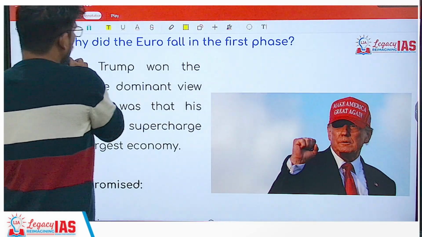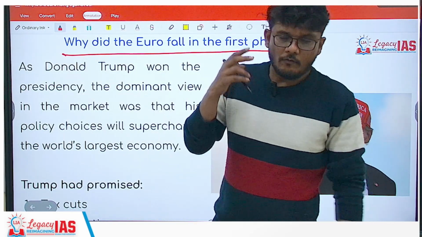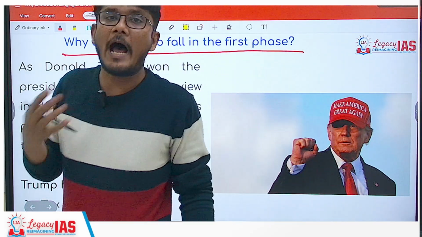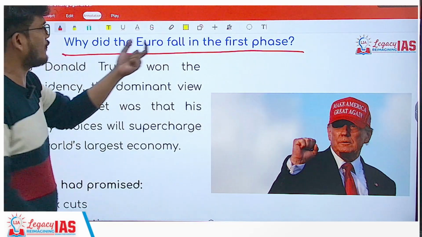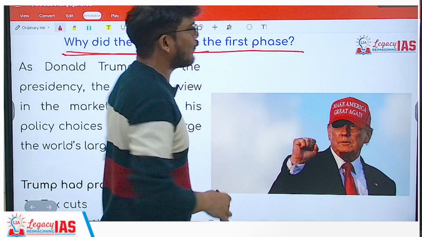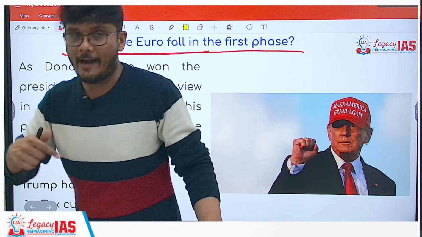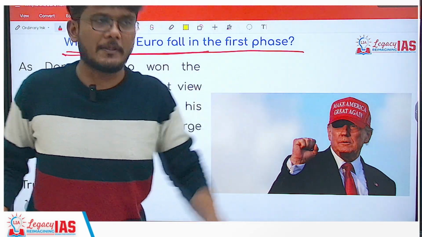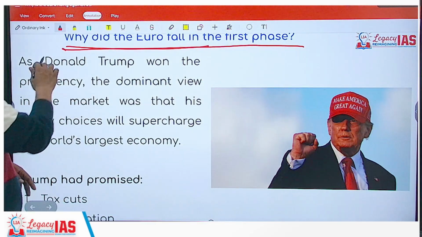Now the question over here is, why did this particular thing happen? So we'll see it in two phases. In the first phase, why did the euro fall, and in the second phase we'll see why the euro then started appreciating. So first things first, why did the euro fall?